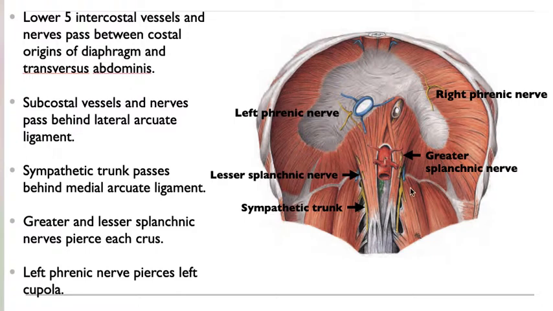The greater and the lesser splanchnic nerves, you can see, are piercing each crus, on either side, the left and the right both. The left phrenic nerve is piercing the left cupola of the central tendon, whereas the right phrenic nerve is piercing the muscular part.